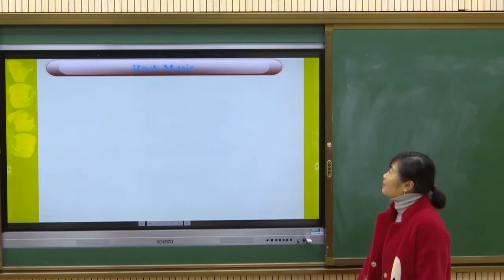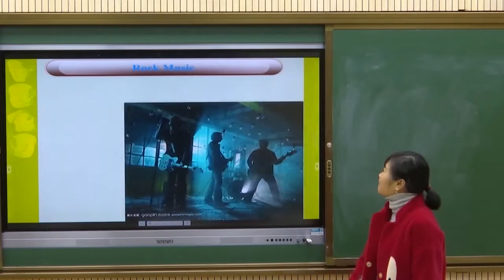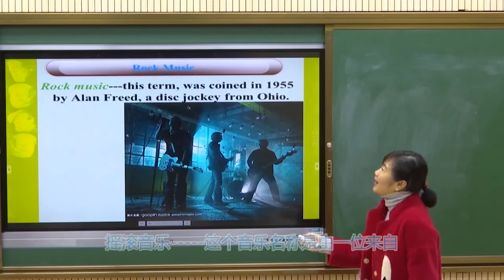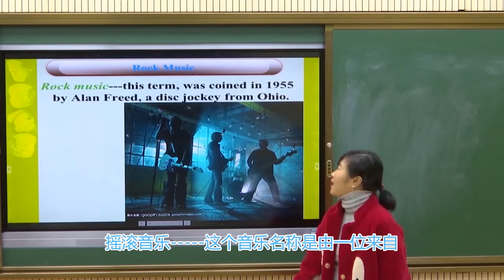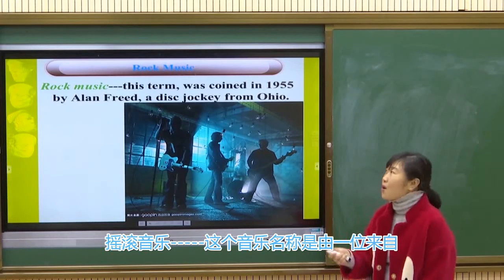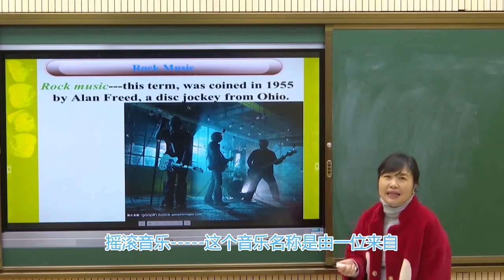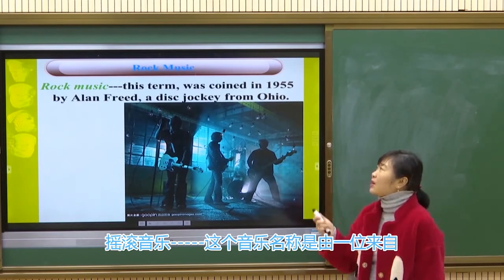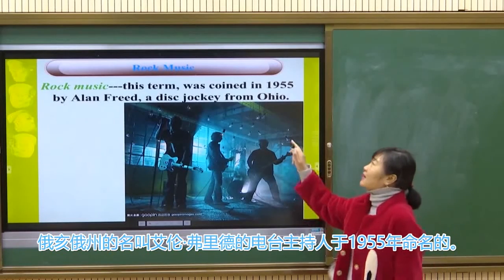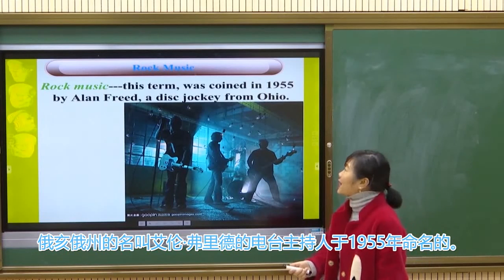And the second musical genre in Western countries is, can you guess what it is? Oh, yes, that's right. That is rock music. Maybe we can say we are not clear why rock music is popular. And also we are not clear about the origins of rock music. But we know the term rock music was coined in 1955 by Alan Freed.